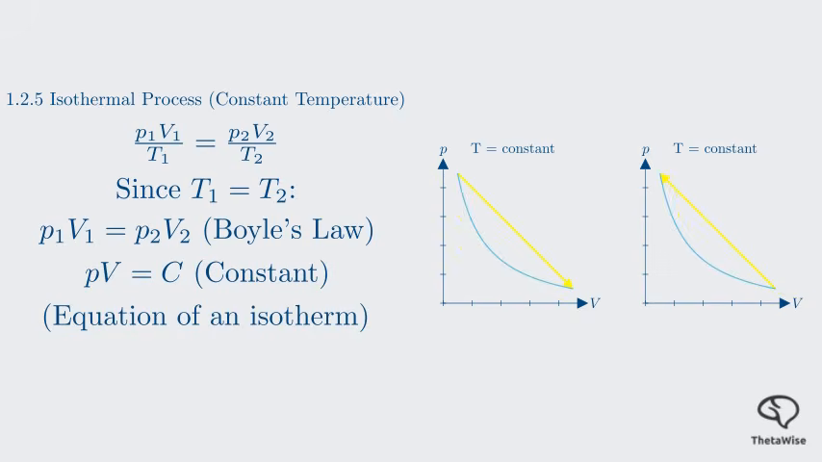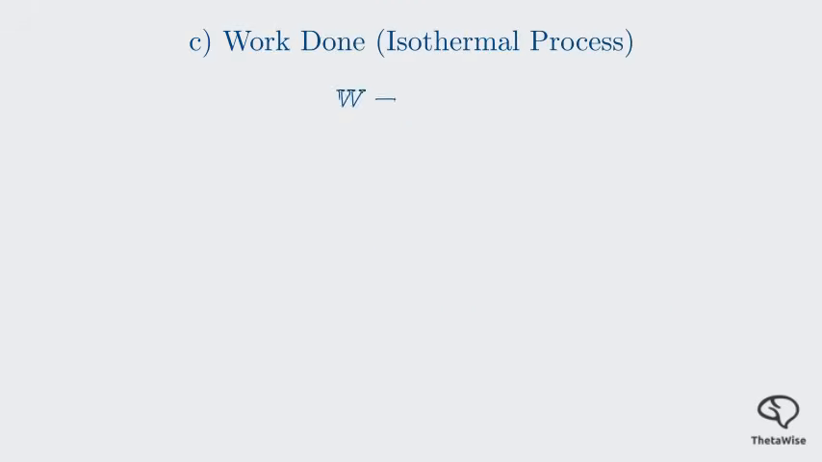This is the equation for the isothermal curve you see on the diagram. It's a hyperbola. Calculating the work done for an isothermal process is a bit different because the pressure is not constant. We can't just use P times delta V. Instead, we must use calculus to find the area under the curve.